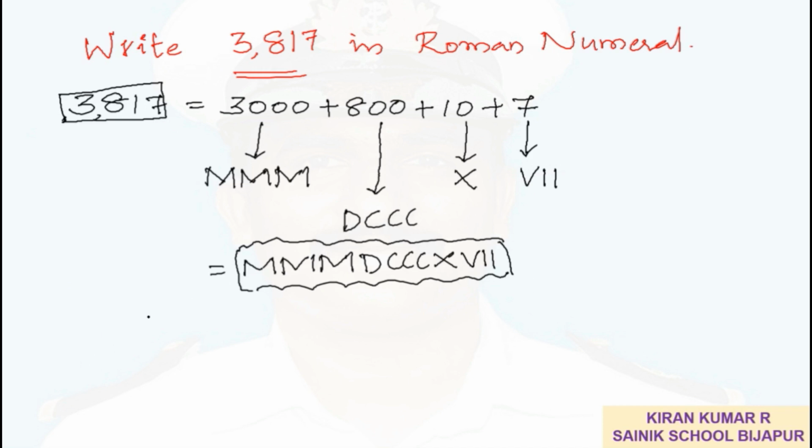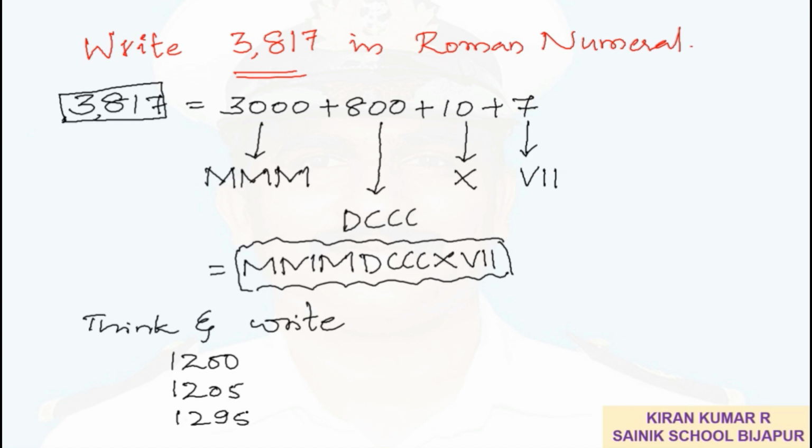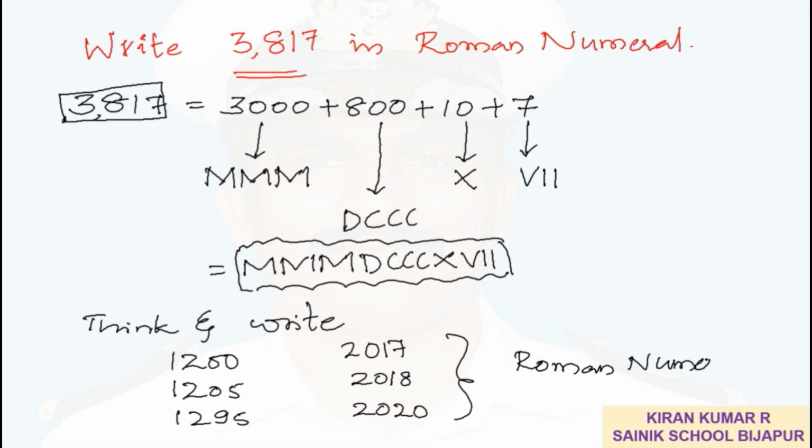With this knowledge now, I want you to think and write 1200, 1205, 1295, 2017, 2018, 2020 in Roman numeral. If you have understood this, you will be able to express in Roman numeral.